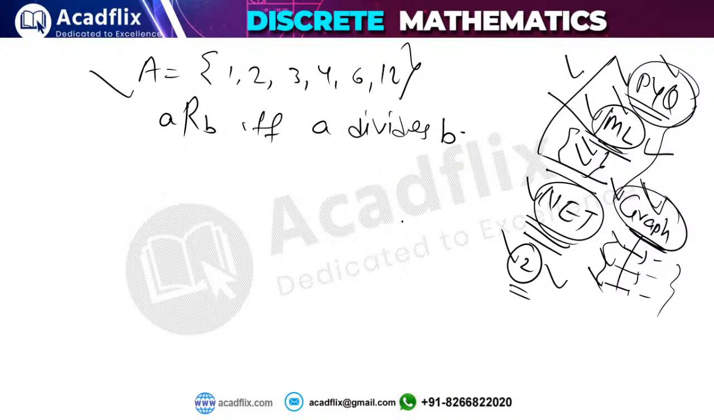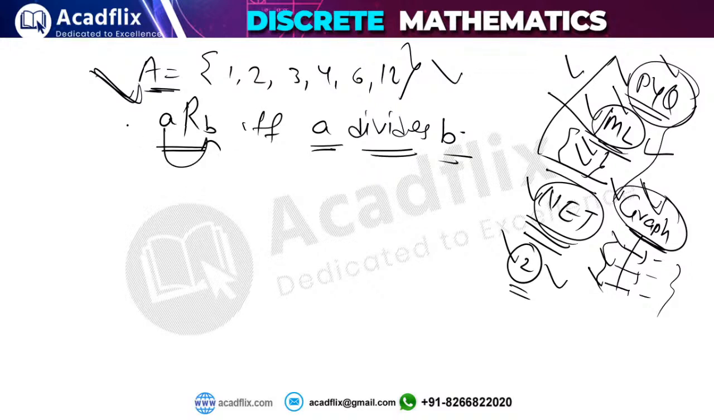Okay, let's do one thing. Let's solve this last question, and then we will conclude our session. Focus on this question because operating system class is about to start. This is our set A, 1, 2, 3, 4, 6, 12, and this is the relation we have defined. A is related to B if and only if A divides B.